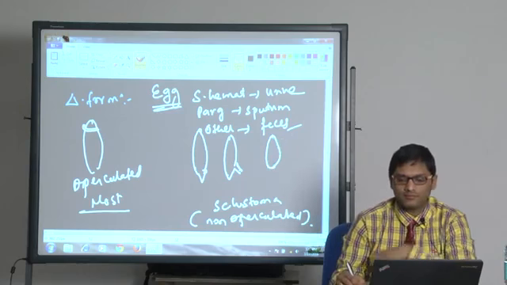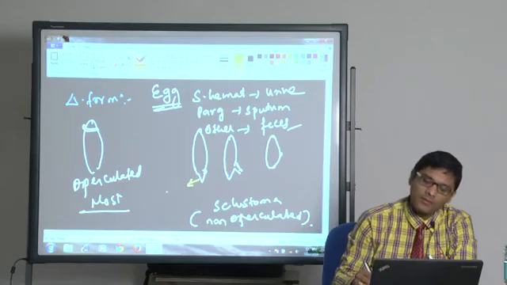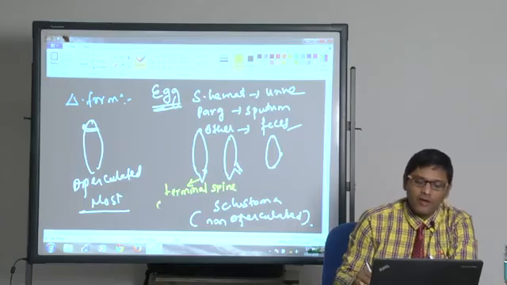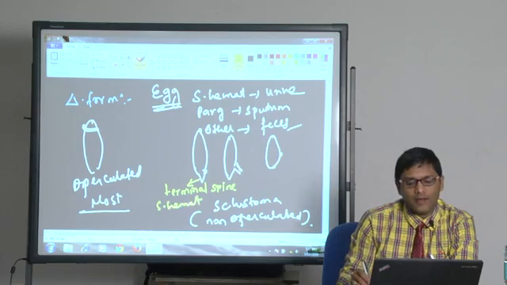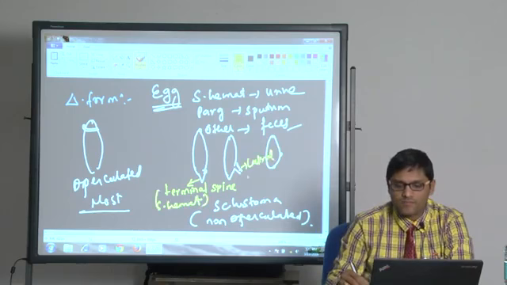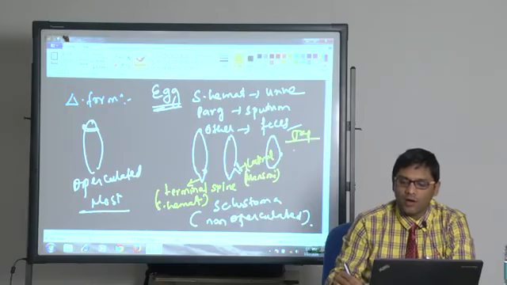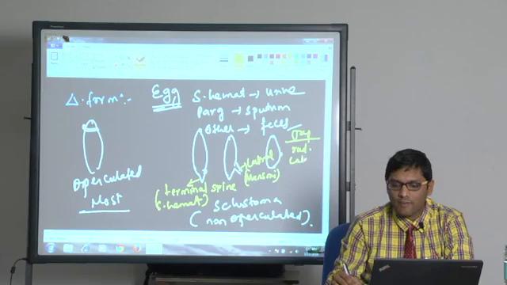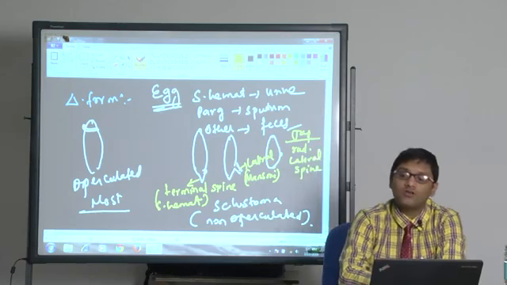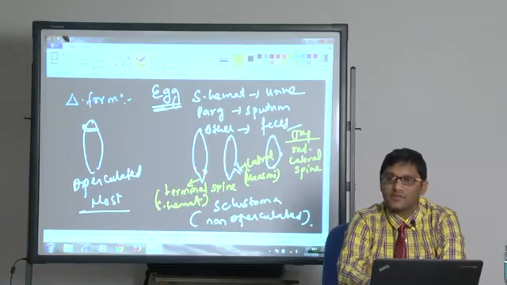For example, Schistosoma haematobium has a terminal spine. Mansoni has a lateral spine. And Japonicum has a rudimentary lateral spine. So, this is how you have to speciate. This is how the 3 important Schistosoma species can be differentiated from each other.